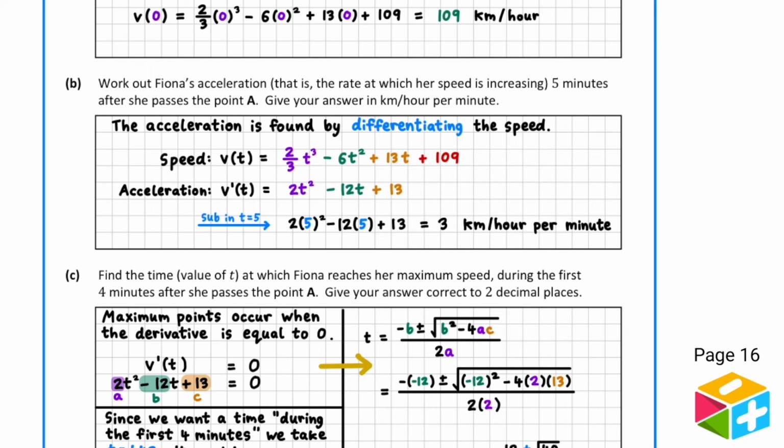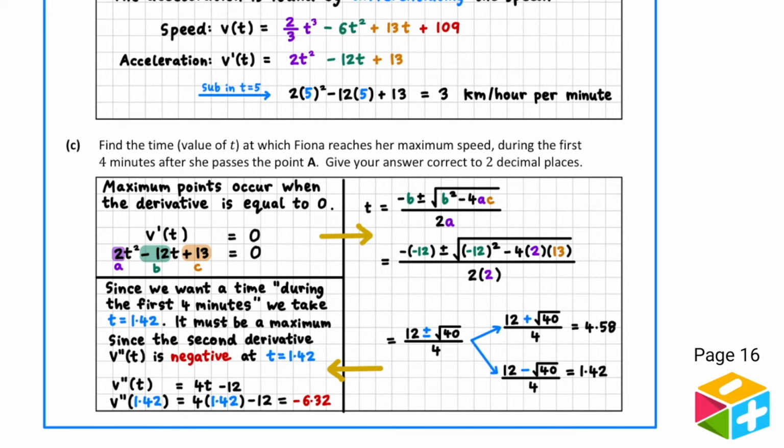We want to find the acceleration 5 minutes after passing the point A. So we should sub in t equal to 5 into the acceleration function. When we perform the resulting calculation, we end up with an answer of 3 kilometers per hour per minute.